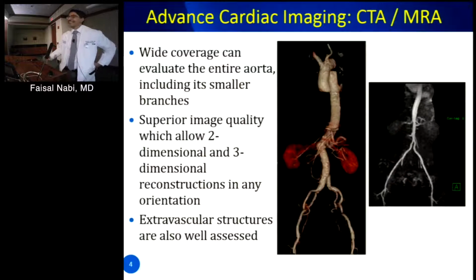All right, so CT and MRI. What are their advantages? You have wide coverage. You can see the entire aorta, including its branches. We have superior image quality. You can take both these data sets and reconstruct them, both 2D and 3D, in any orientation you want. And as well, you can assess extravascular structures.